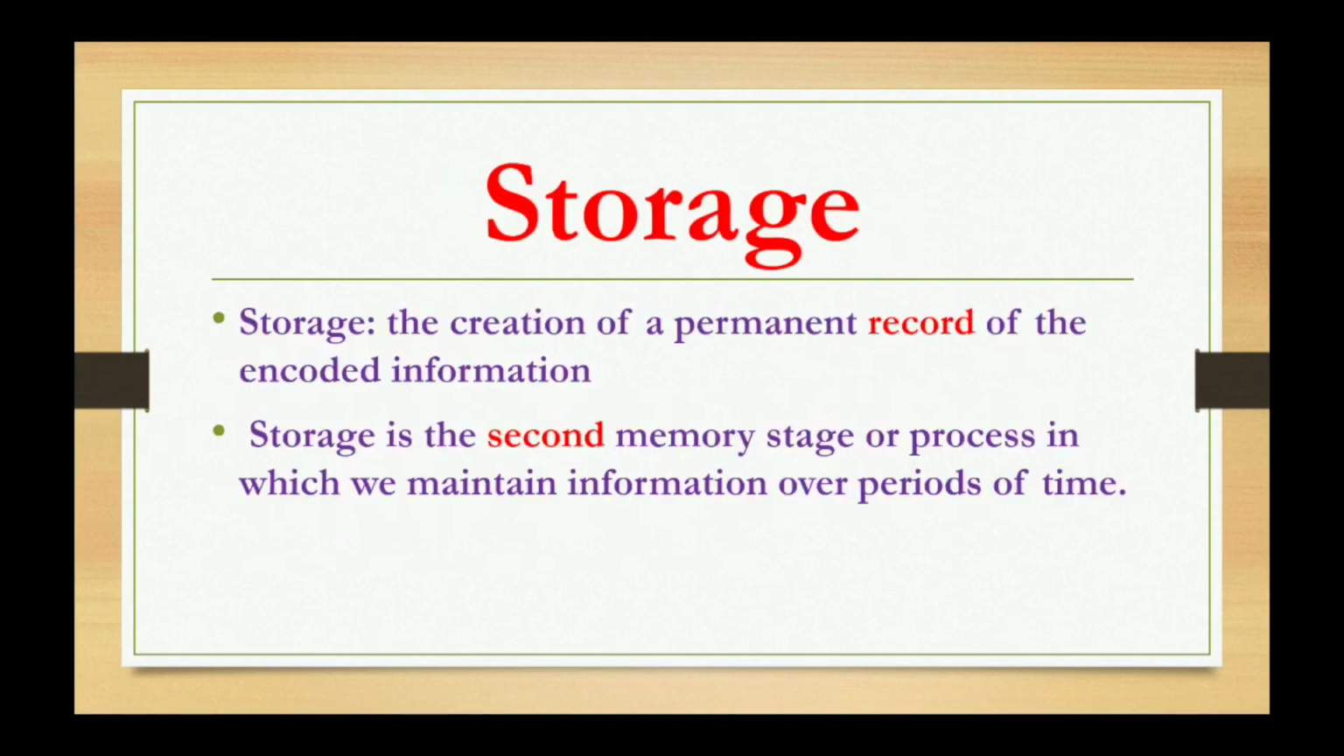In this storage, you will be accumulating that particular information in your brain, and after which is the retrieval stage, where if the information is necessary for you, you will be getting back the information from your storage. Memory takes place in 3 stages: encoding, storing, and retrieval.